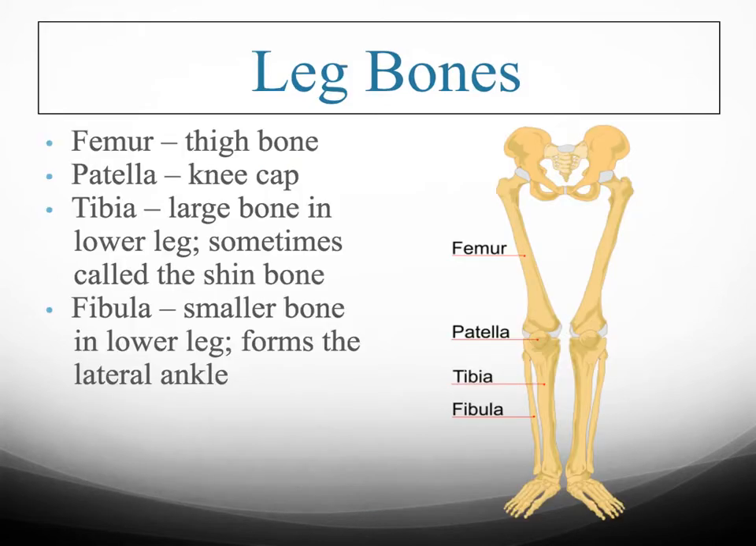Then the leg bones. We are about a third of the way through. If you're wondering how much longer do we have to go, how many more slides? The leg bones. You'll need to label your femur, your patella, the tibia, that's the front bone, and the fibula is that smaller back bone.